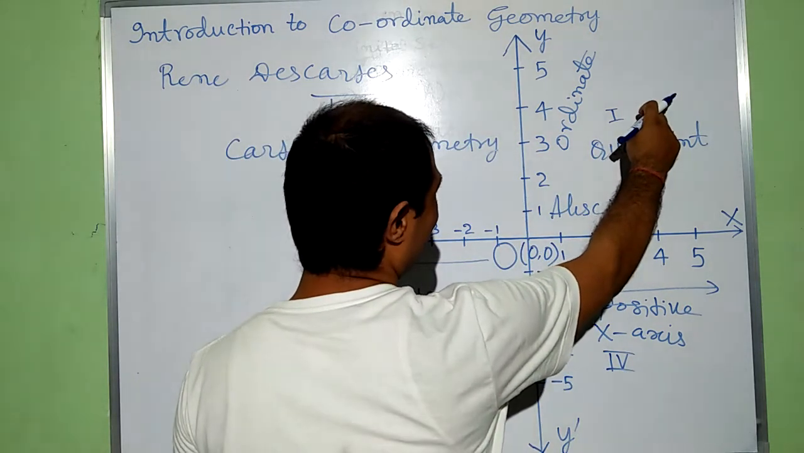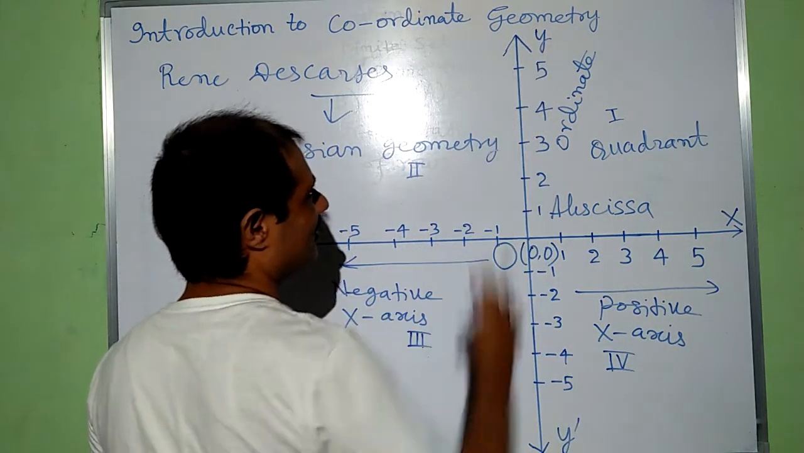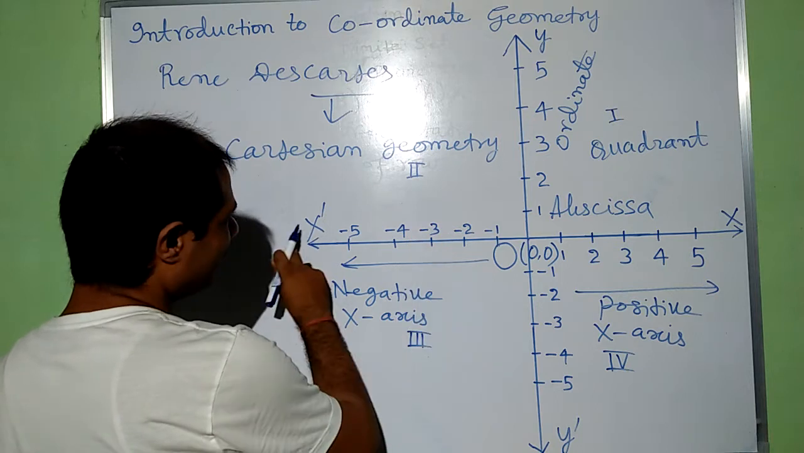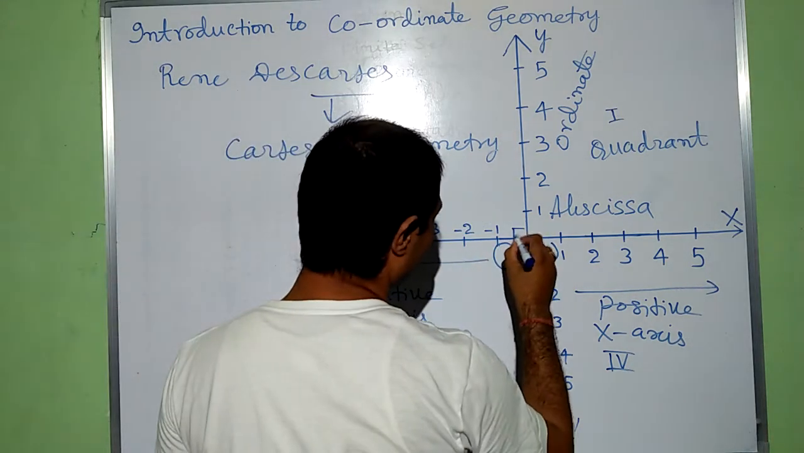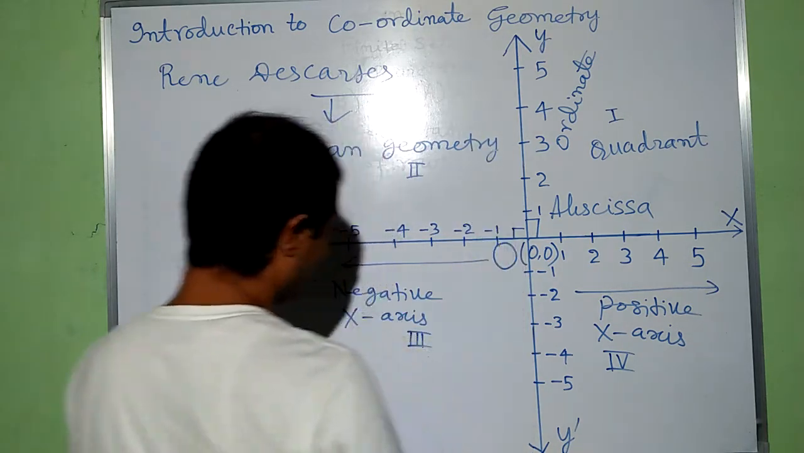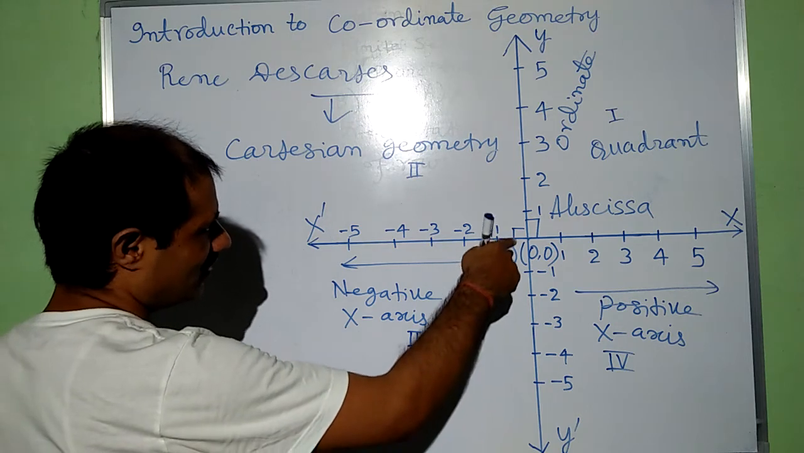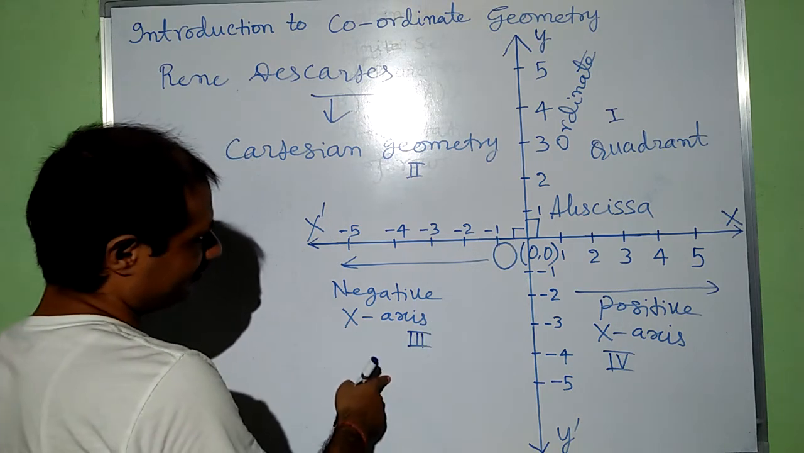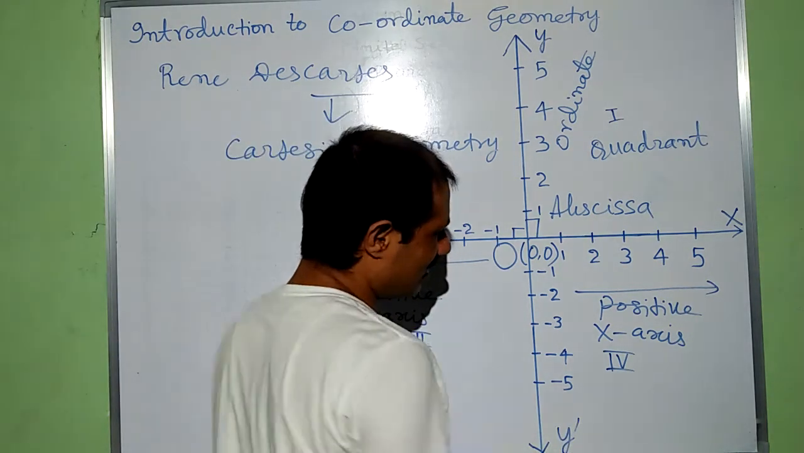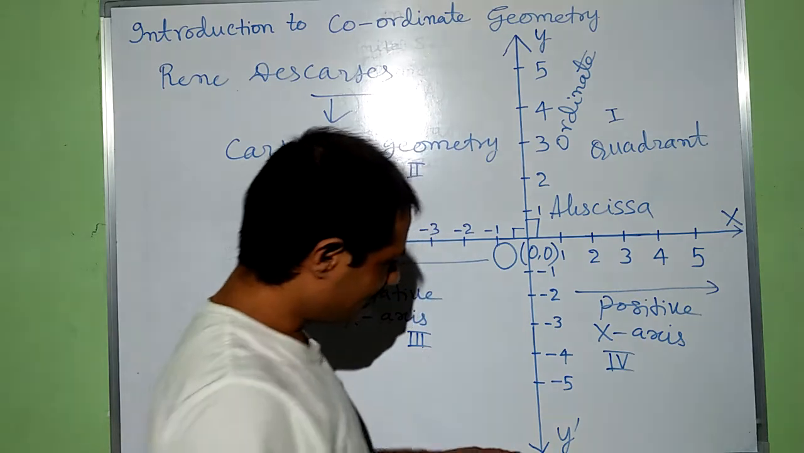In the first quadrant, x is positive and y is also positive. In the second quadrant, x is negative whereas y is positive. In the third quadrant, x is negative as well as y is negative. In this part, both are negative. In the fourth quadrant, x is positive, whereas y is negative.